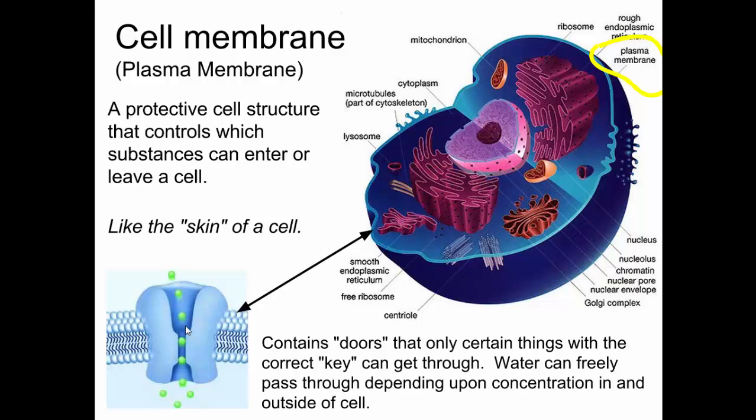Water can freely pass through, depending upon the concentration inside and outside the cell. So water can pass through, but depending on how much water is outside of the cell, the inside of the cell can become saturated, which means it has enough water it can't hold anymore, and then in which case the water would not go through. But generally speaking, water can freely go through the cell membrane.